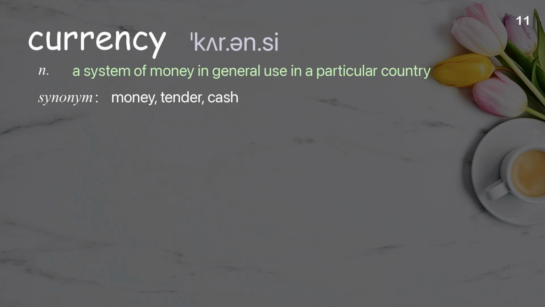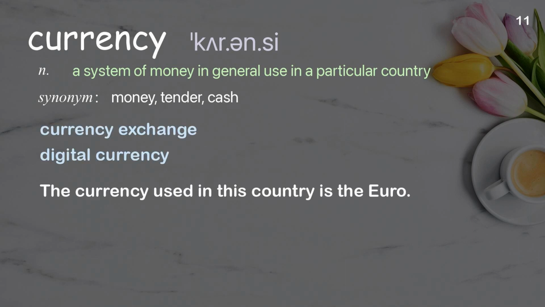Currency. A system of money in general use in a particular country. Examples: currency exchange, digital currency. The currency used in this country is the euro.